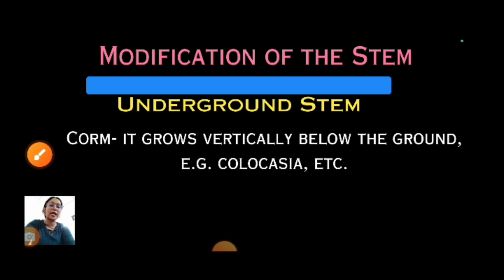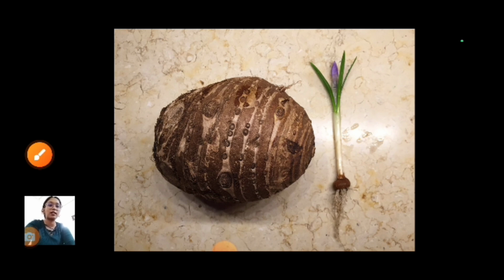Tuber in case of potato, corm in case of colocasia. This is a colocasia, somewhat looks like a potato, but this structure is called the corm, and in case of potato it is called the tuber.